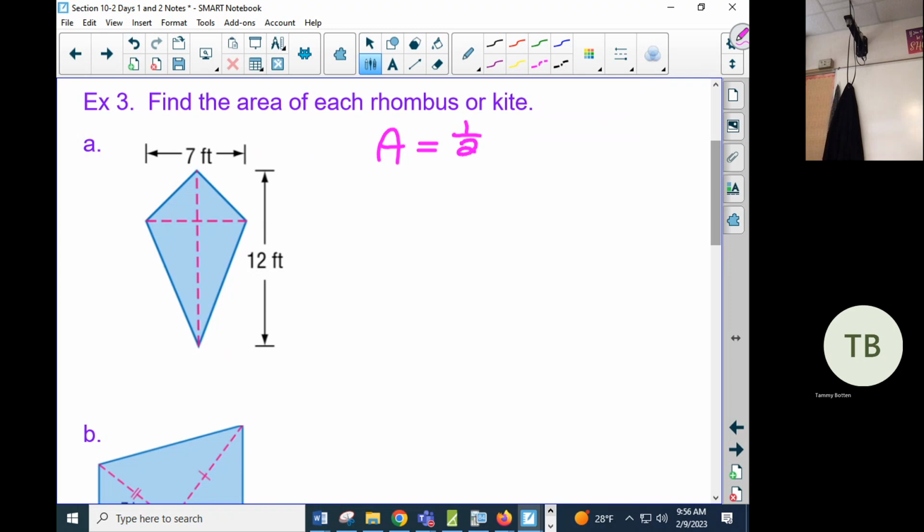So it'd be 1/2 D1, D2. Okay. And then we'd go 1/2. One of the diagonals is 7. One of the diagonals is 12. Okay. And then easy, you just do 0.5 times 7 times 12, which did you get 42? No. Oh, yeah, sorry. 42 square feet.